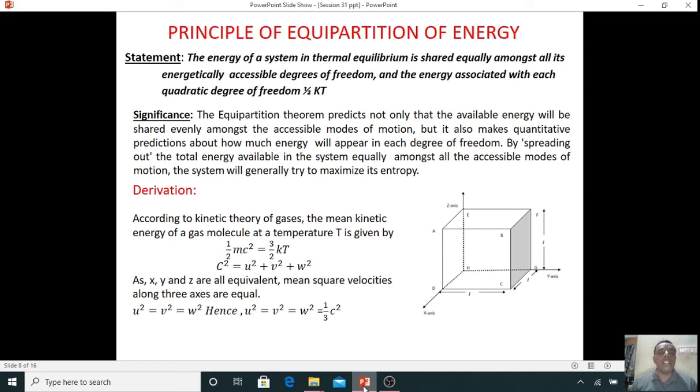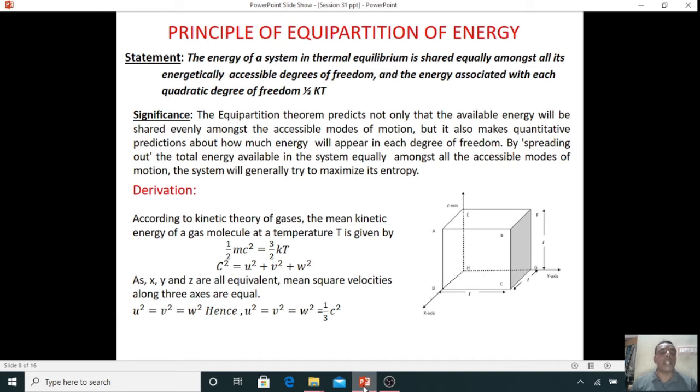How to derive the equipartition of energy: according to the kinetic theory of gases, the mean kinetic energy of a gas molecule at a temperature T is given as half mc square is equal to 3 by 2 kT. For example, a molecule is moving with a velocity c in a cube. It is moving with velocity u along the x-axis, v along the y-axis, and w along the z-axis. Therefore, c square is equal to u square plus v square plus w square.